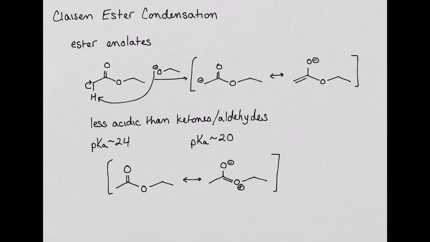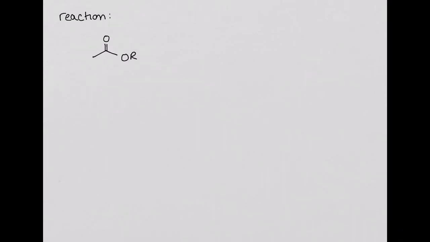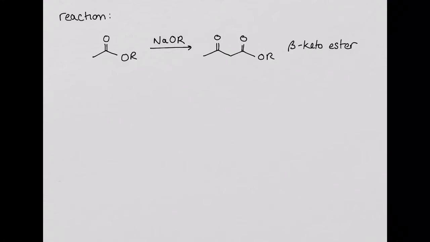Now let's consider the Claisen condensation reaction. If an ester is treated with base, it will react to form a beta-keto ester. The product is called a beta-keto ester because it is an ester that contains a ketone at its beta position.